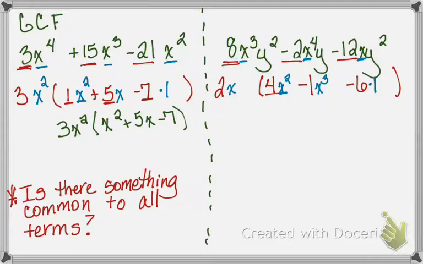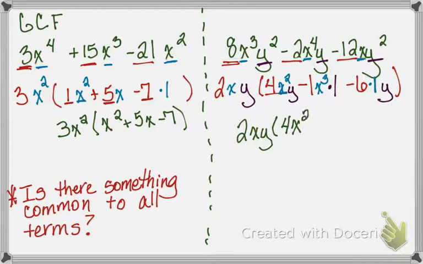Now I've got y squared, y, and y squared. So what's my lowest exponent? Y. So y squared, y, and y squared. Okay? Y times what gives me y squared? Y times what gives me y? Y times what gives me y squared? Good. Okay, now I'm going to write it all pretty like. Okay? 2xy, that's my GCF.